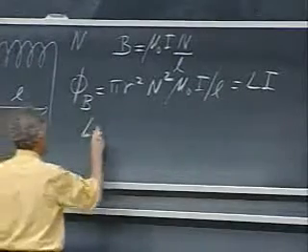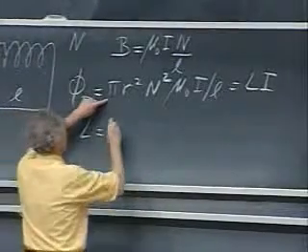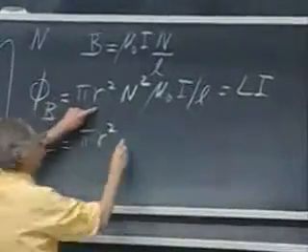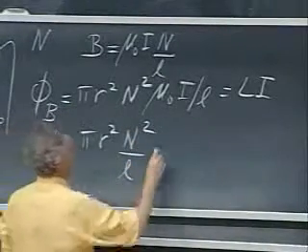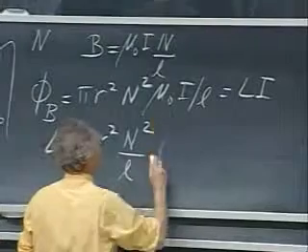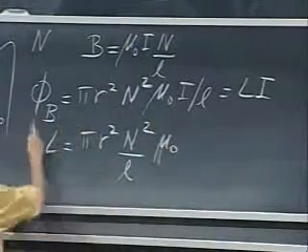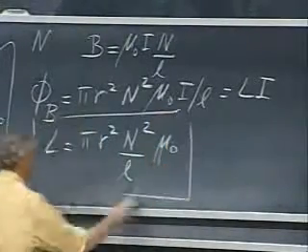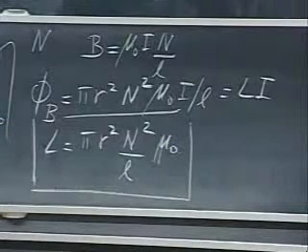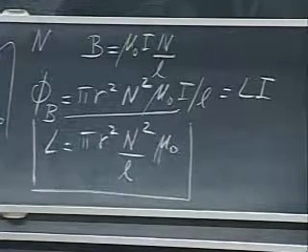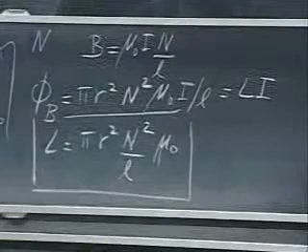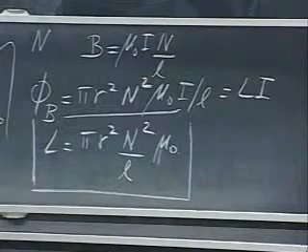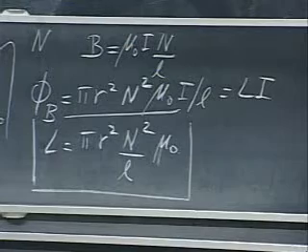That's our definition for self-inductance. And so the self-inductance L is purely geometry. It's pi little r squared, capital N squared, divided by l times mu0. Let me check this. Pi little r squared, I have a capital N squared, mu0. That's correct, divided by little l.